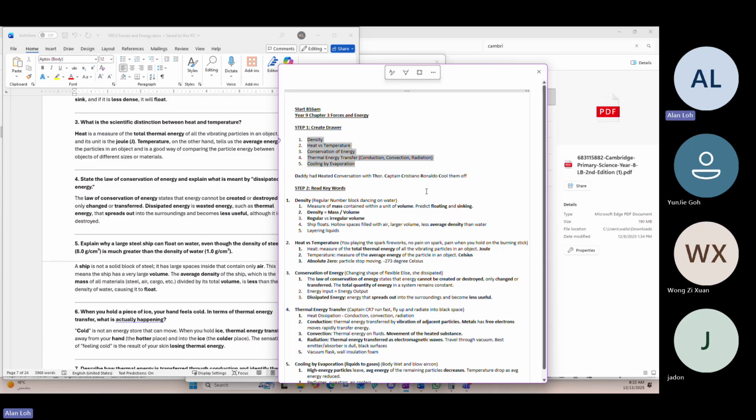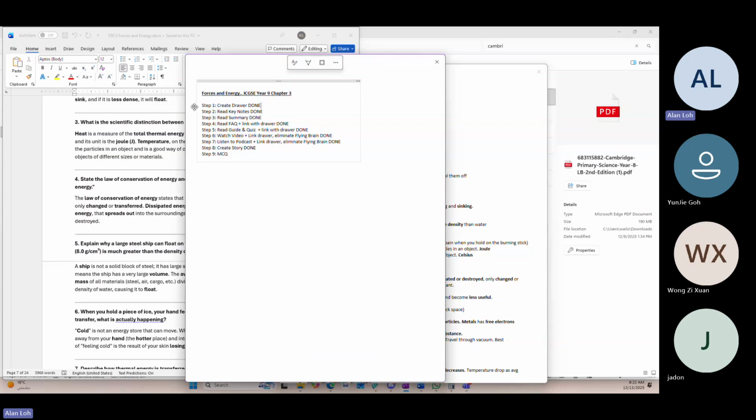Imagine that in your brain right now, in your mind. Then Cristiano Ronaldo, the handsome guy who can play football very well, comes over and cools them off. Now, that is step number 1. We have done step number 1. Let me pull out the step page. Okay, this is done.